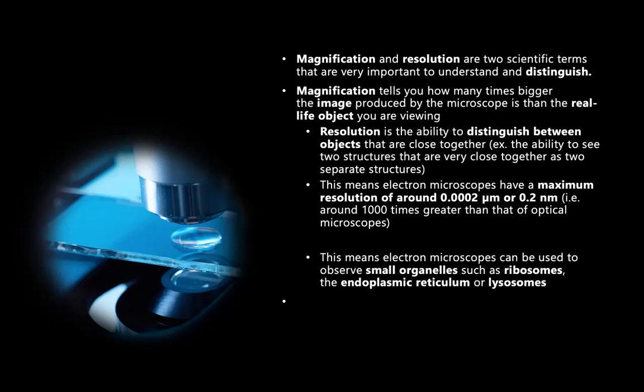This means that the electron microscope has a maximum resolution of around 0.0002 micrometers or 0.2 nanometers, which is around 1,000 times greater than that of the optical or light microscopes. This means that electron microscopes can be used to observe small organelles in the cell, such as ribosomes, endoplasmic reticulum, or lysosomes, which are structures that cannot be observed using a light microscope.